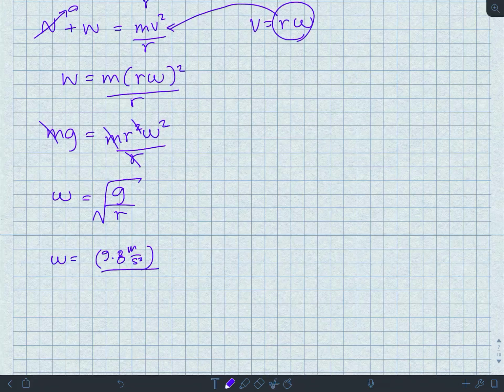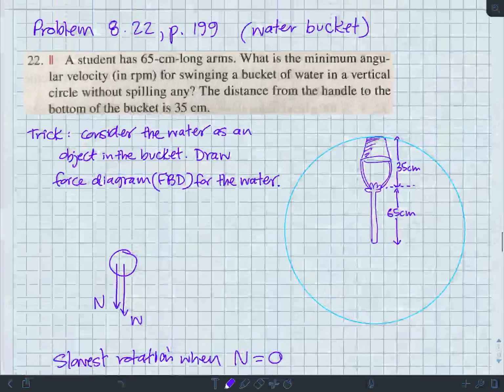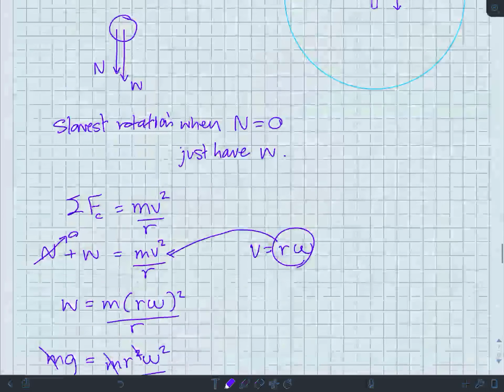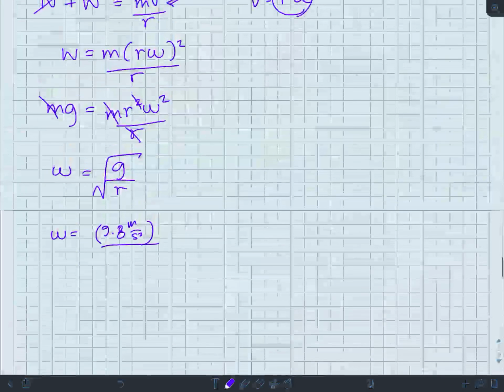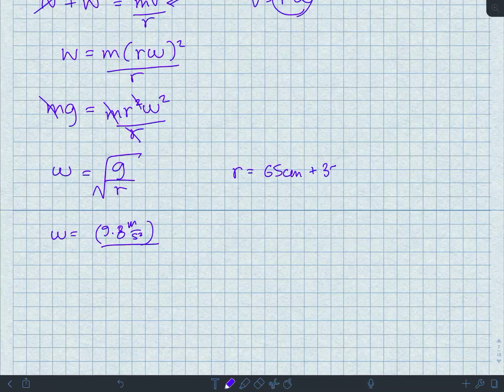And our radius, let's go back up here to our radius. The full entire radius is going to be the 65 centimeters plus the 35 centimeters, or essentially 1 meter. So those two are going to add together. The radius is going to be 65 centimeters plus 35 centimeters, and that's going to equal 100 centimeters or 1 meter. So 1 meter, let's put that down there. Let's see what we get.